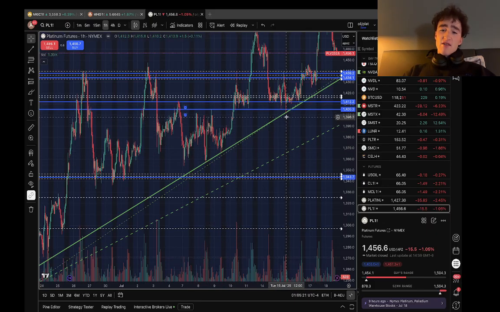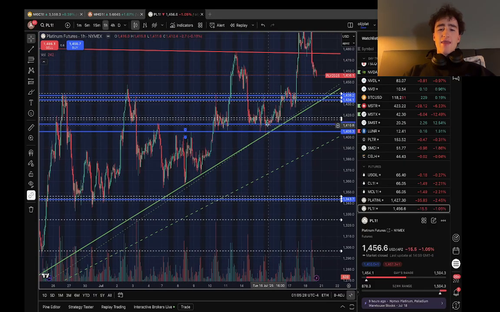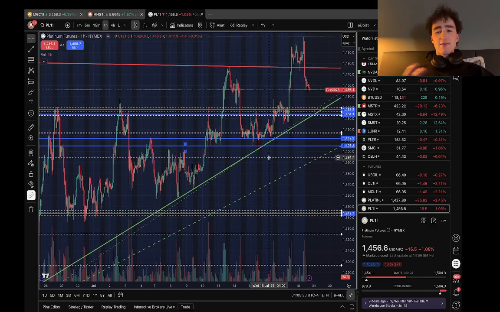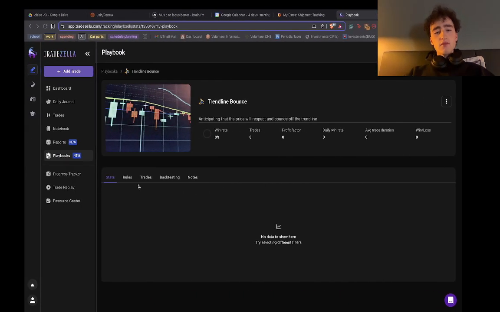If I expected a bounce, I'd put my buy order just right here and my stop loss slightly below, probably around here, so I have some room to ride. And that is a trendline bounce, where you're expecting that price will respect the trend line and bounce and stay on the other side of it.